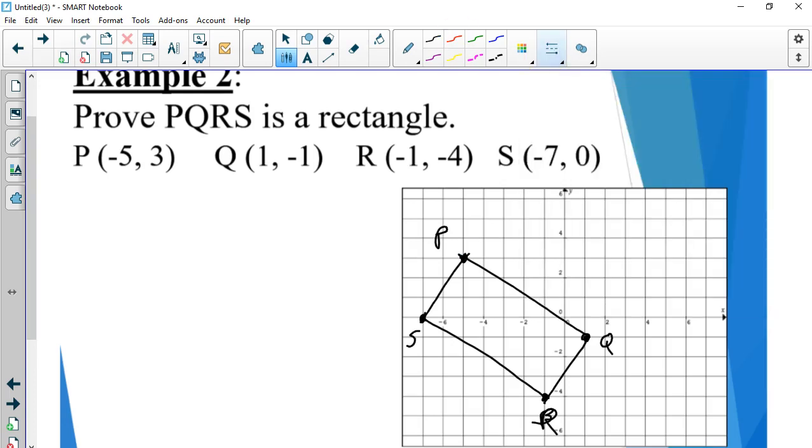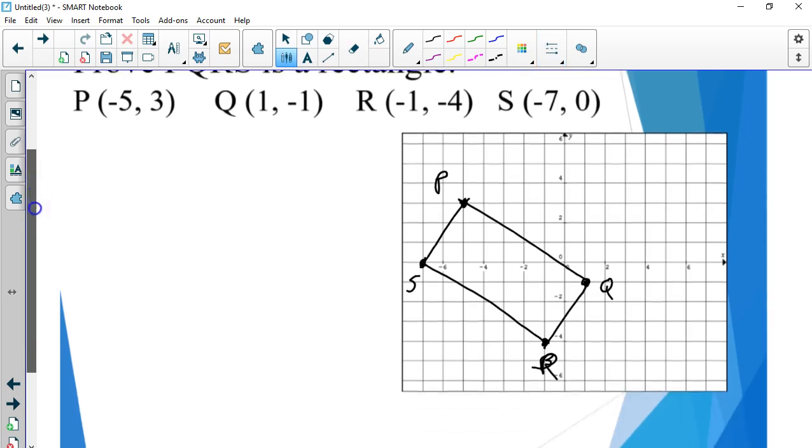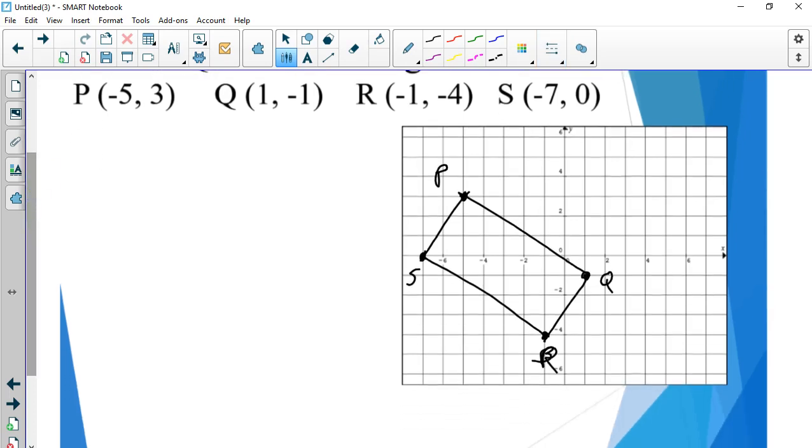Again, I think it's easier myself personally. What I like to do is just do the slope because I can count it. Of course, I could do the y minus y over x minus x, but I can just count. So I'm going to do the slope of PQ. I'm going to do the slope of QR. I'm going to do the slope of RS. And I'm going to do the slope of S back to P. Again, you can say PS, doesn't matter.